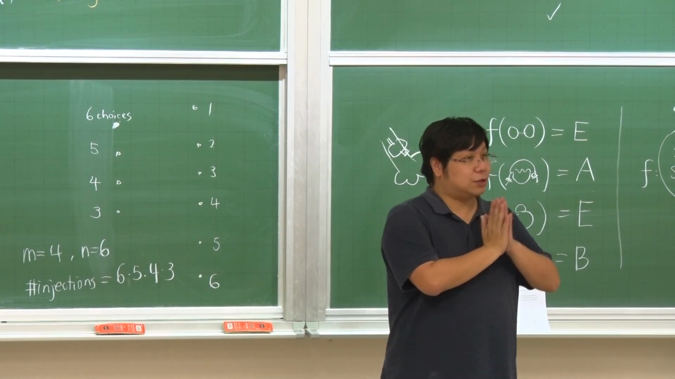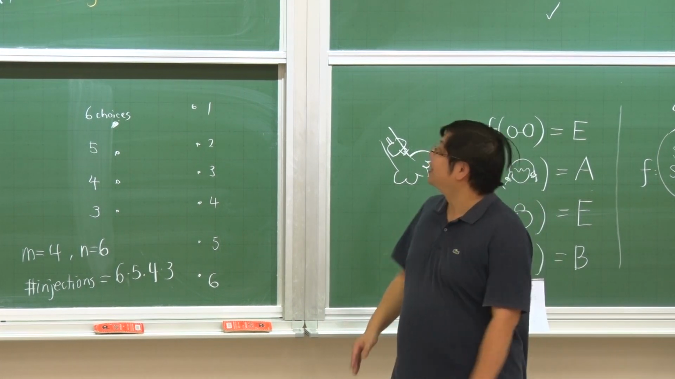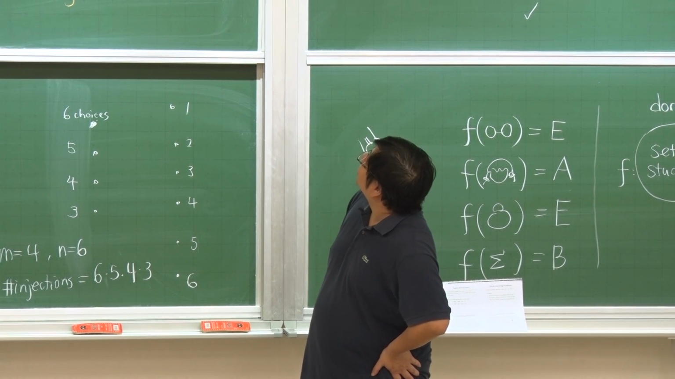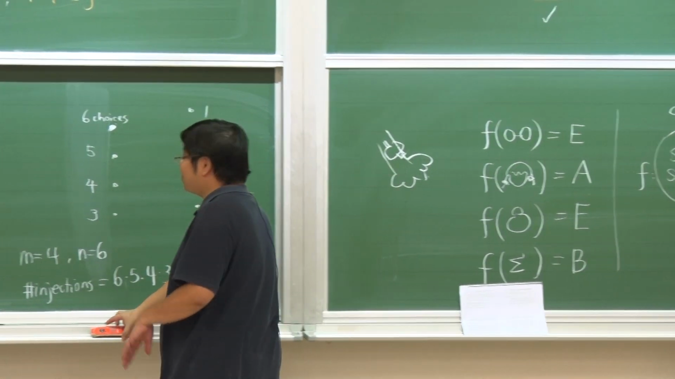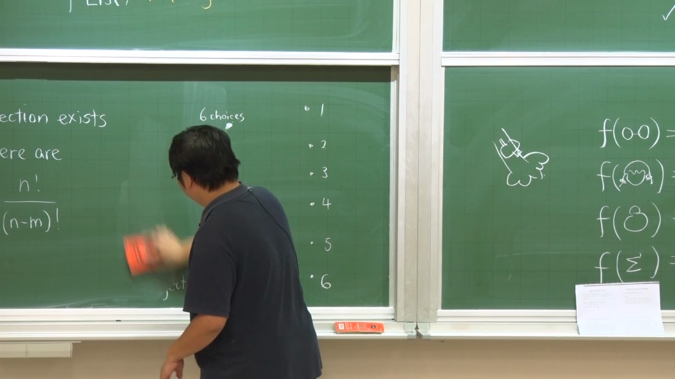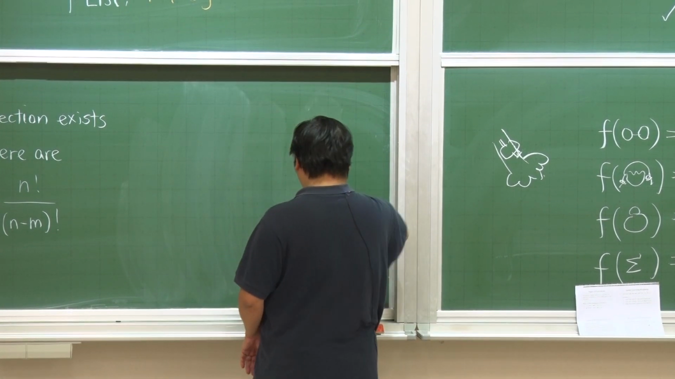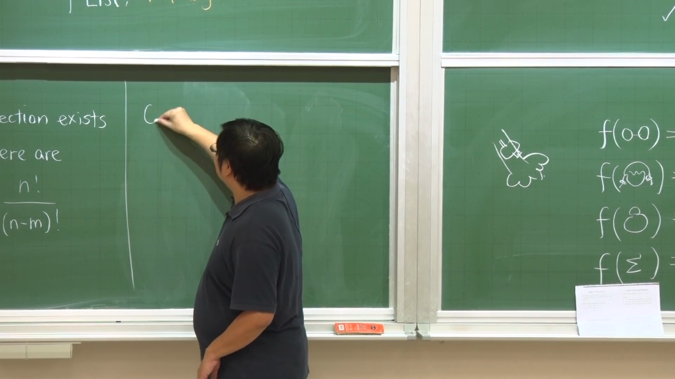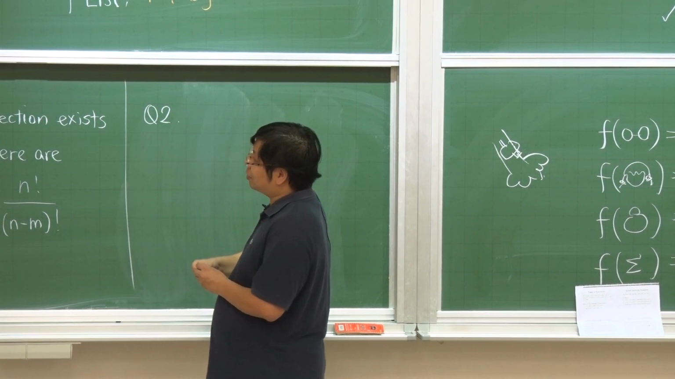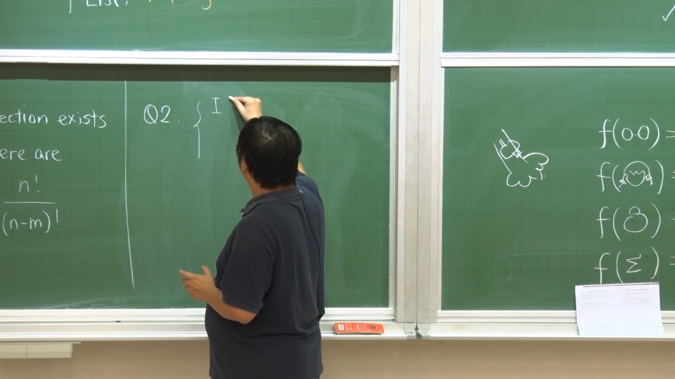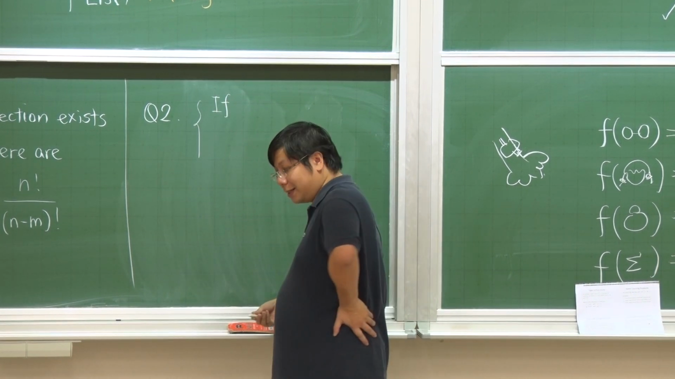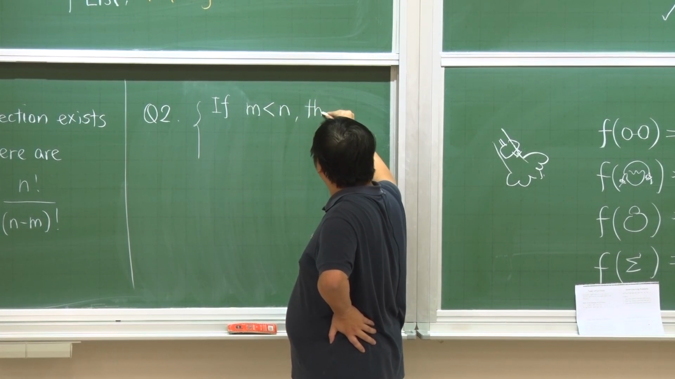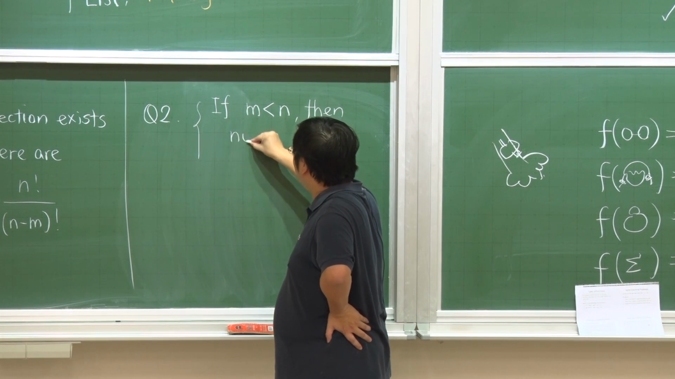Question 2. Now surjection, super hard. Surjection, I do the easy part for you. So I'm claiming that if m is less than n, then no surjection exists.